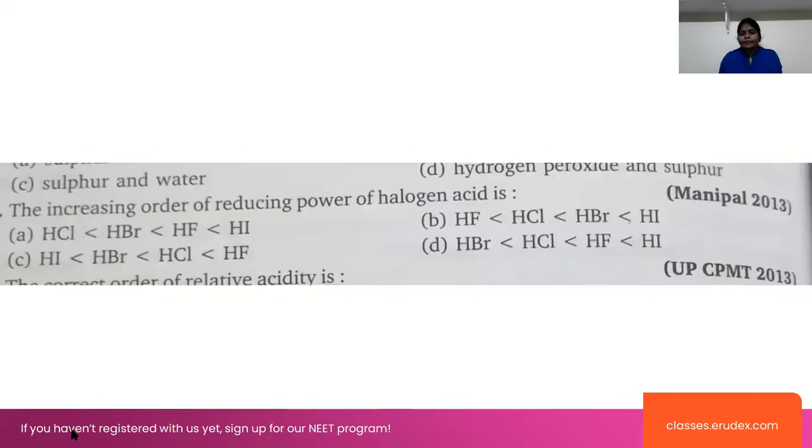Next one. Look at the increasing order of the reducing power of the halogen acids. This is a Manipal 2013 question. Reducing power means the ability to release the hydrogens easily, whenever the size of the atom increases. This is the order here: from HF to HI, the reducing power increases.